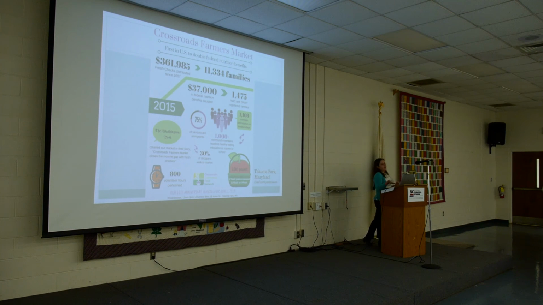Looking at this, we have some information about the Crossroads Farmers Market. This is just a farmers market, but they were the first in the US to double federal nutrition benefits. What does this market look like? Portraying the information in this way is a lot easier to read and understand than, say, putting it in a table of data. But notice here, 75% of the vendors are immigrants. 1,000 community members received healthy eating education at the market. An average Wednesday has over 1,000 people. See all this information contained in one little infographic that's easy to digest.